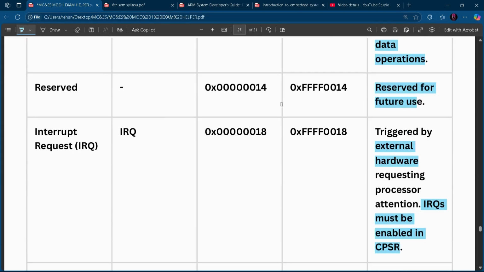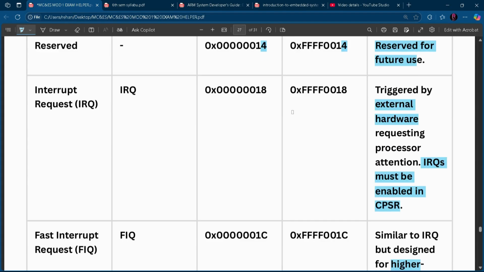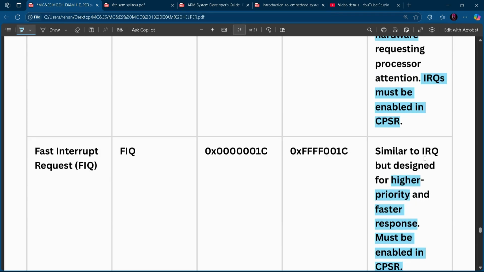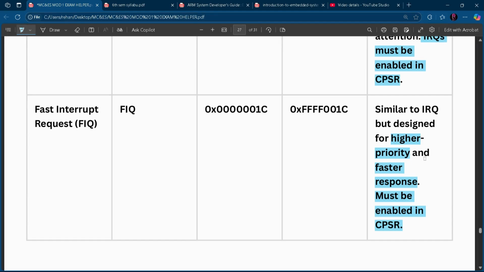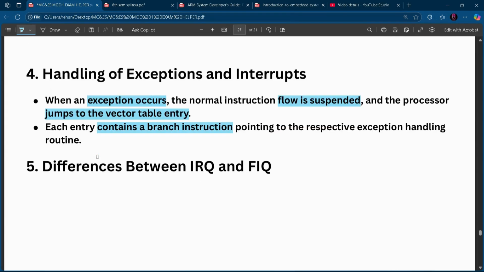Then you have reserved, which is reserved for future use, at 0x14. Then interrupt request, IRQ, at 0x18. An interrupt request happens when external hardware is requesting the processor's attention to solve something. Here IRQs must be enabled in CPSR. Same explanation for FIQ, but you have to mention it has more priority and a fast response. It must be enabled in CPSR, at 0x1C. Yeah, that's it.